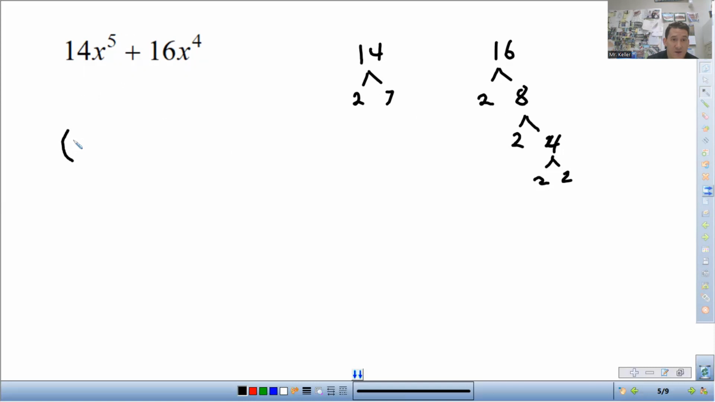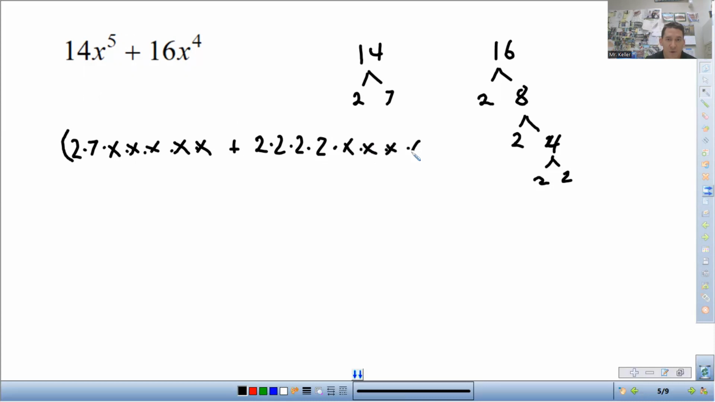So 14 is 2 times 7. And then I have 5x, that is 1, 2, 3, 4, 5. Plus 16 is 2 times 2 times 2 times 2. And then I have 4x, that is 1, 2, 3, 4. So this is 14x to the 5th, 16x to the 4th. And now let's just look for what they have in common. They have a 2.